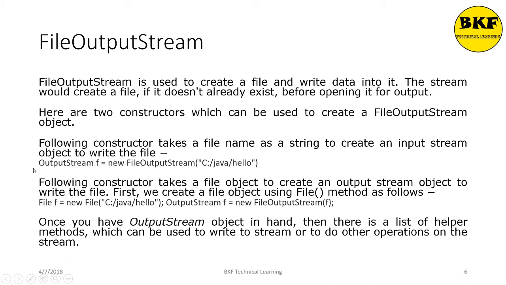And here's another constructor which takes a file object to create an output stream object to write the file. First we create a file object using the File class as follows. First we create a file object and then we create an output stream from that file object. Once you have the output stream object in hand, then there is a list of helper methods which can be used to write to the stream or to do other operations on the stream.